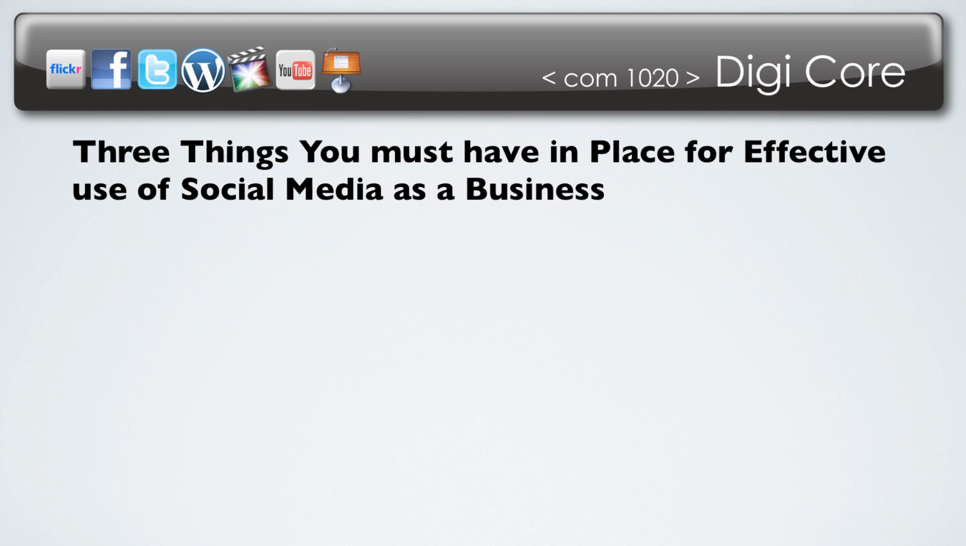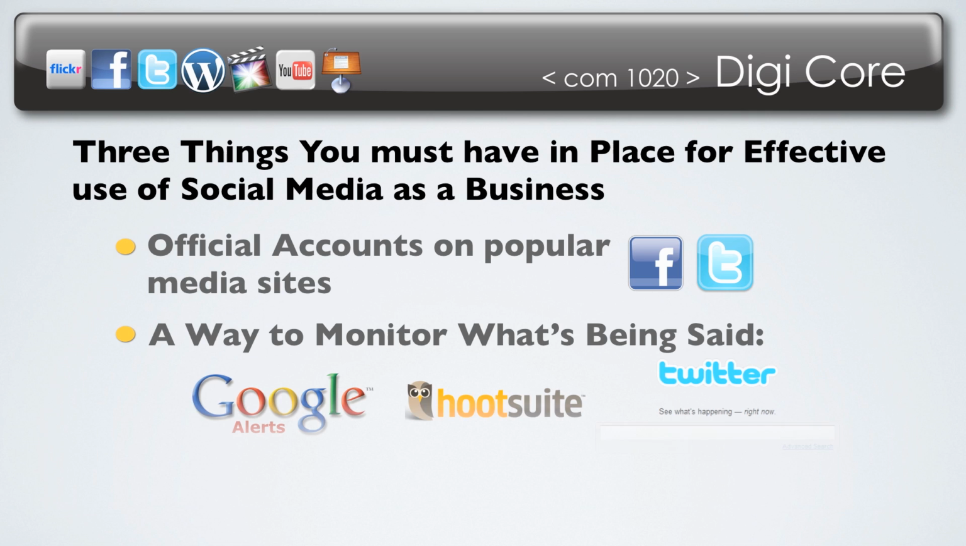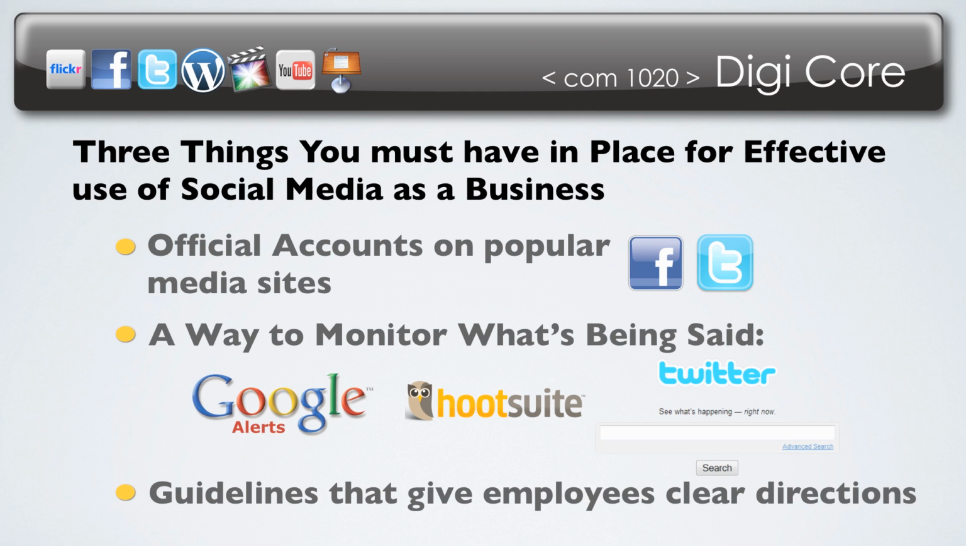So Twitter is a social media, and one of the great things social media can do for us and our business, if we treat ourselves as a business, is create value and trust. But there are three things that companies must first have in place. The first is official accounts on popular media sites like Facebook and Twitter. We'll also need a way to monitor what's being said. Google Alerts, Twitter, and Hootsuite are all places we can go and actually just listen and try to find out what's happening, who's mentioning us, as well as guidelines to give employees clear directions.